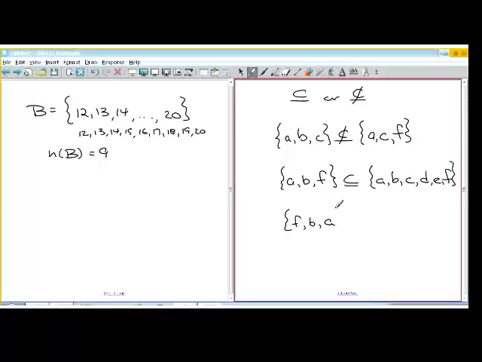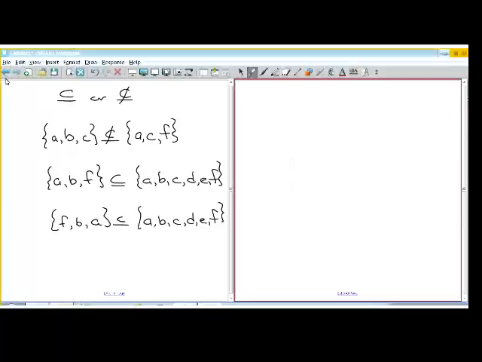So if I said F, B, A, I compared that with A, B, C, D, E, F. Here they're in alphabetical order. A, B, C, D, E, F, and here they were A, B, F, so they matched up kind of in alphabetical order. These are in alphabetical order of the letters that are shown. Here they're not in alphabetical order, but this is still a subset. Okay.